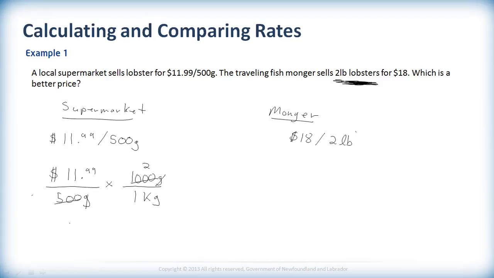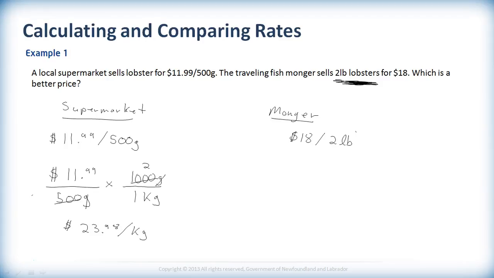So I'm going to end up with dollars per kilogram, and I just take $11.99 and multiply that by 2, and I think that's going to be $23.98. So we get $23.98 per kilogram if we're buying lobster at the supermarket.